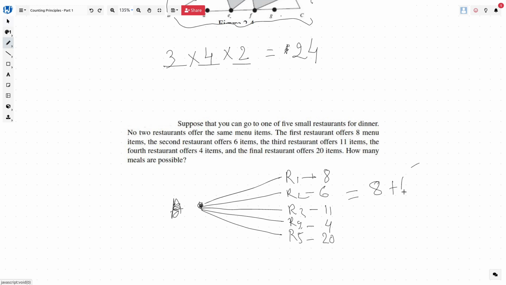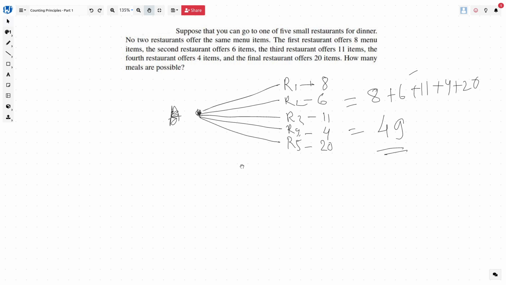So it will be 8 plus 6 plus 11 plus 4 plus 20, which is 49. So there are 49 meals possible, because either you go to restaurant 1 or restaurant 2 or restaurant 3 or restaurant 4 or restaurant 5. So this is a pure application of the OR principle, or basically what we call the addition principle.